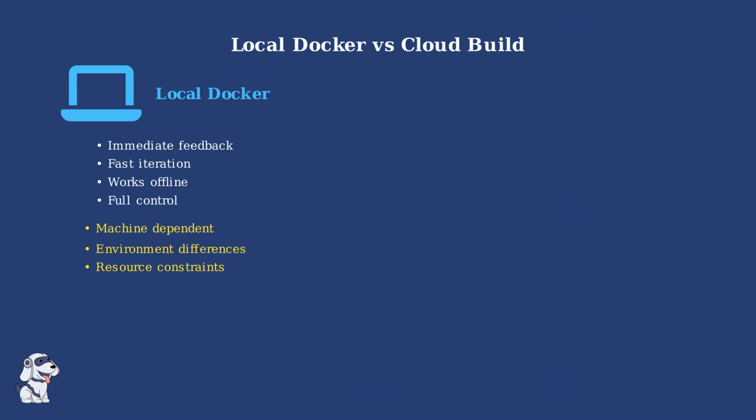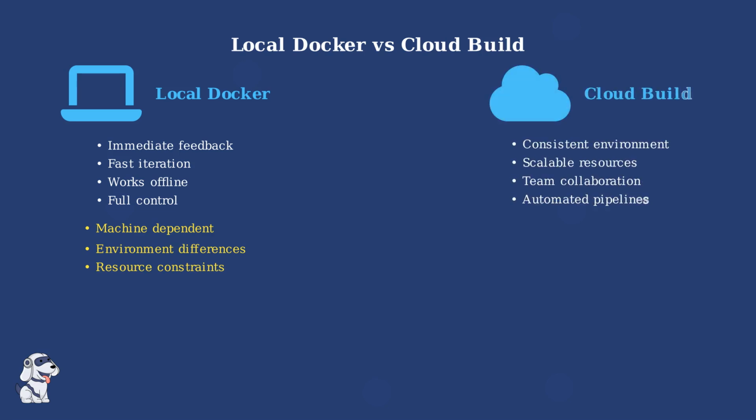However, local Docker has some limitations. Your builds depend on your specific machine setup, which can lead to the classic "it works on my machine" problem. Different developers might get different results. Cloud Build, on the other hand, runs your builds on Google Cloud infrastructure. This ensures consistency across your team and provides virtually unlimited scalability for complex builds.